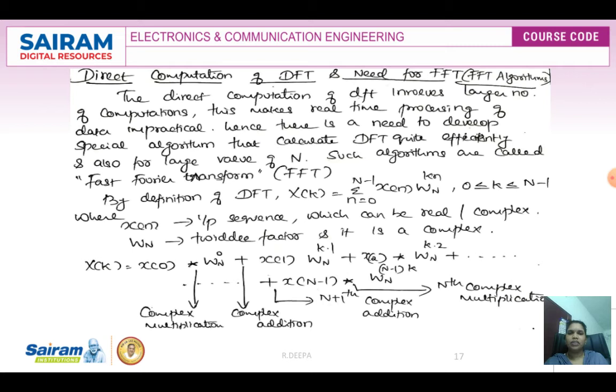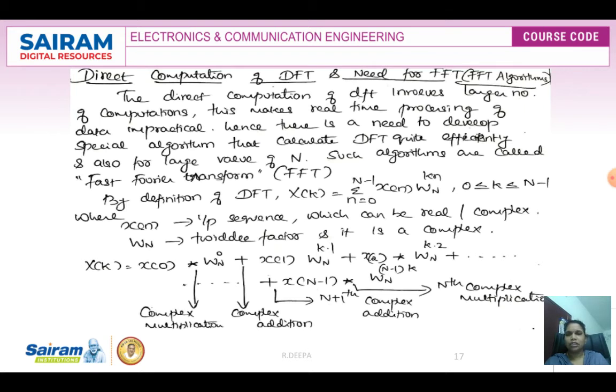By the definition of DFT, we know the normal computation formula we are going to use is X of k equals summation n equals 0 to N minus 1 x of n W_N power kn, where k ranges from 0 to N minus 1. As we know, x of n is the input sequence, which can be either real or complex, and W_N is the twiddle factor, which is complex data and takes the form e power of minus j 2 pi by N.